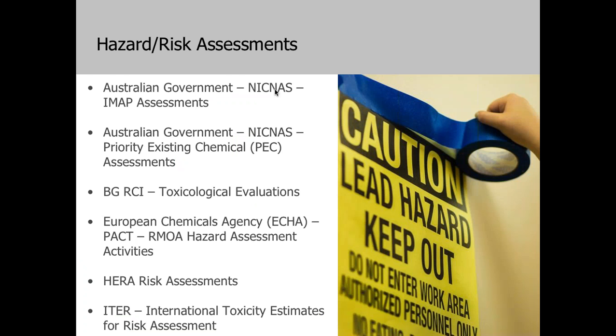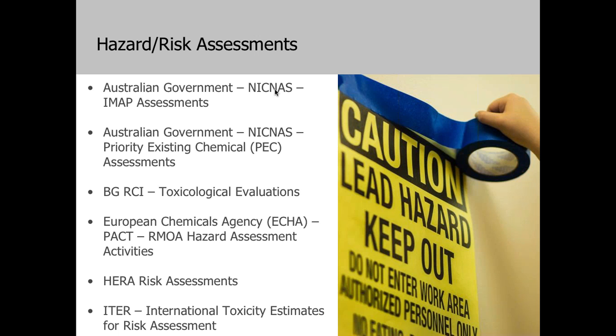As far as hazard and risk assessments, we've added Australian government's IMAP assessments and their priority existing chemical assessments. And this is a good example of actually needing to link to external sources. Australia is a government that maintains and claims ownership, copyright to their materials, and you have to license content from them if you want to republish it. But it's perfectly legal to link to that content, and that's what we've done.